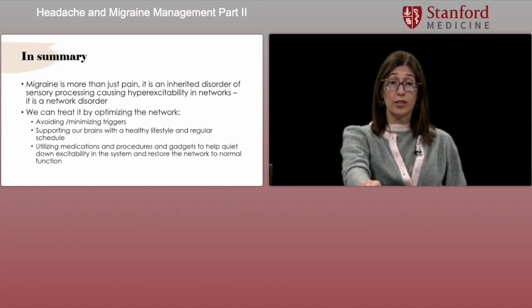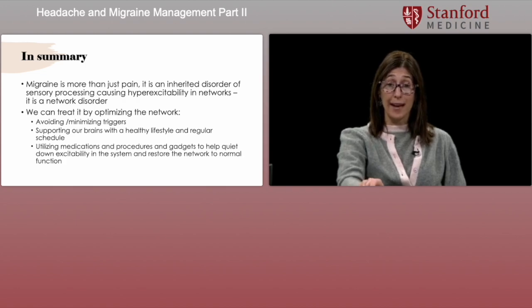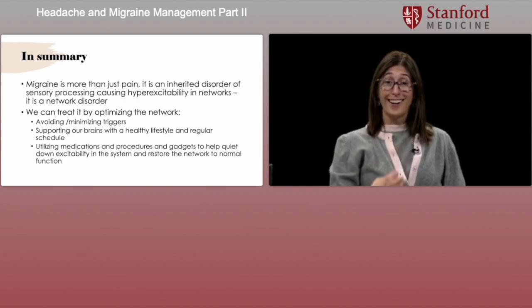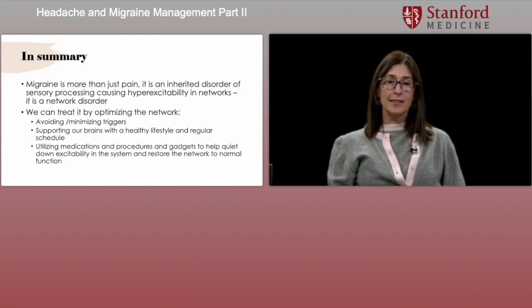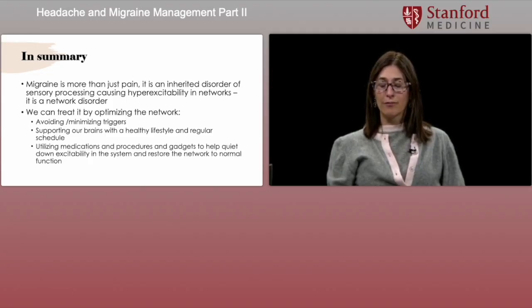And we can treat migraine by optimizing our network. So things that we can do are try to avoid or minimize our triggers, support our brain, and support the optimization of our brain function with a healthy lifestyle and regular exercise, and utilize medications and procedures, and I call them gadgets, those external neuromodulatory devices, to help quiet down the excitability in our system and restore the network to normal function.